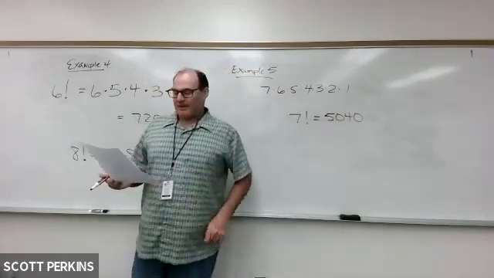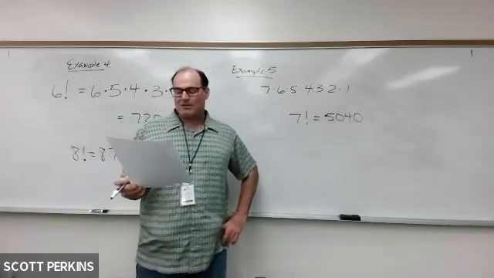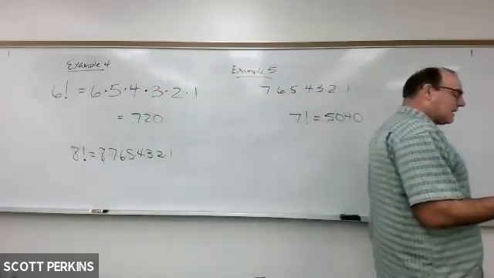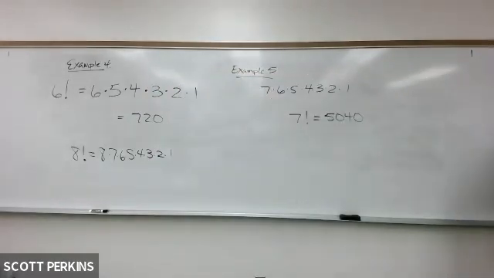Do the next one. Example 6 says, consider the letters A, B, C, D, and E. How many ways can all 5 letters be arranged? I guess there should be an S on letters, typo.